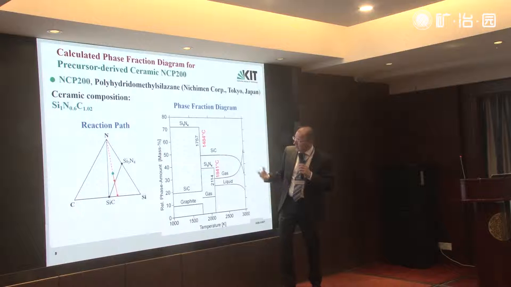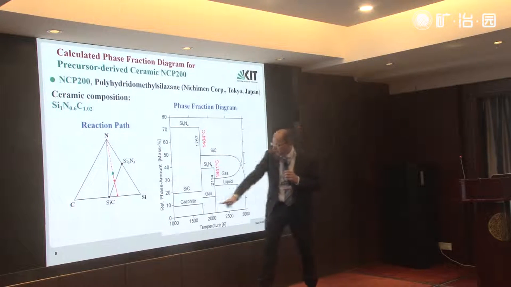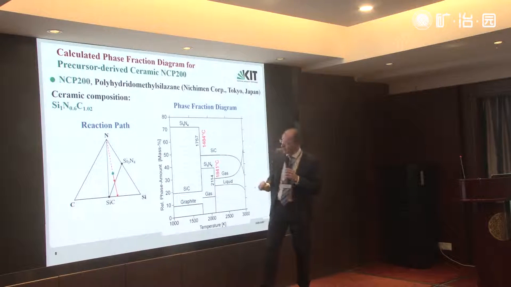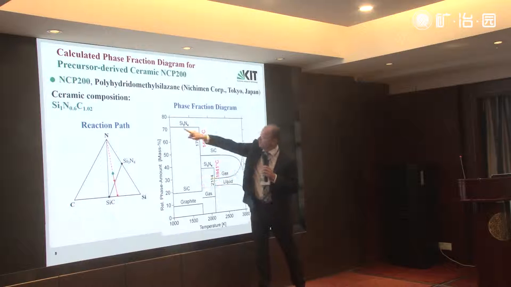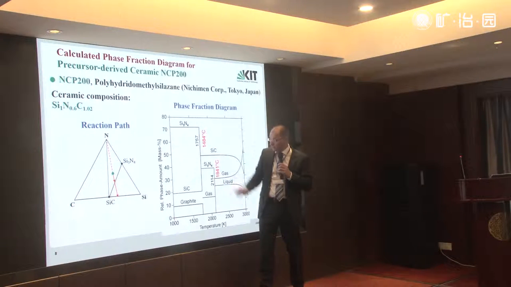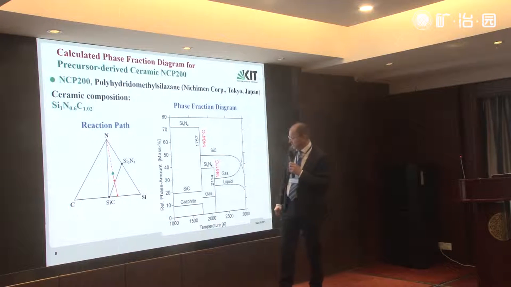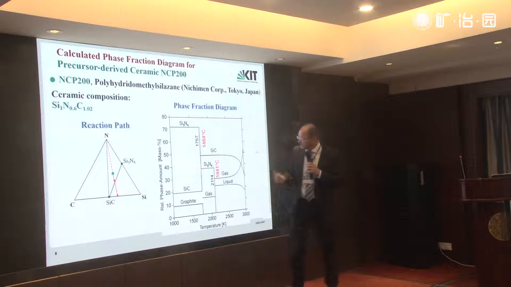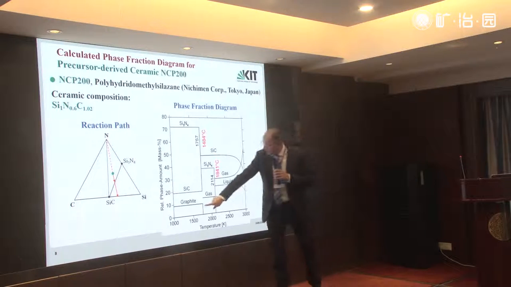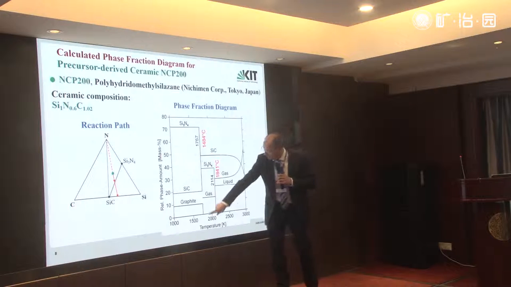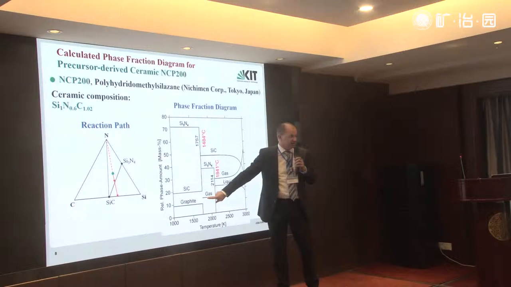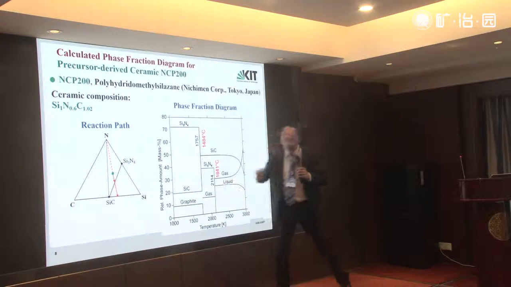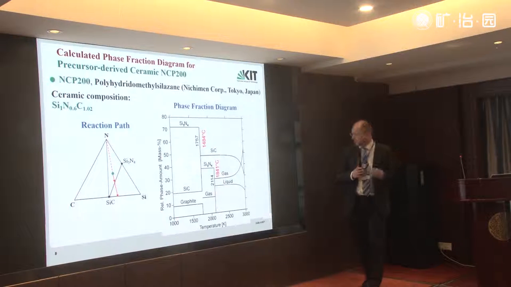And what you can see here now is when we increase the temperature, the graphite, which is indicated here, about 8 mass percent of graphite, reacts with silicon nitride to form silicon carbide. And this is indicated here. So now at a specific temperature, the graphite reacts with the silicon nitride, and we will have the formation of the gas phase, and this is mainly nitrogen. And we will have a release of about 12 mass percent of nitrogen gas.